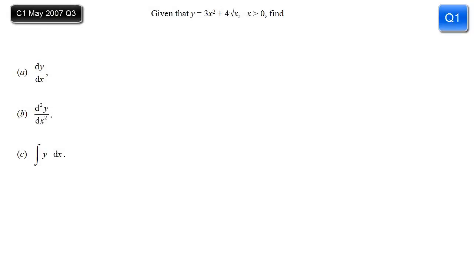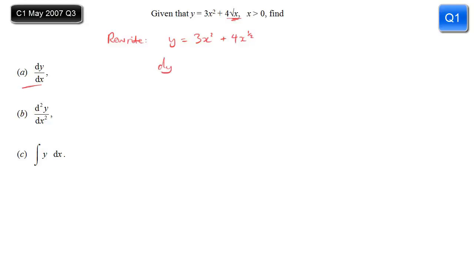Okay, so we're given y equals 3x squared plus 4 root x, and we have to do some calculus, differentiating and integrating. The only issue is that we've got root x, which we can't integrate or differentiate like that, so we need to rewrite it as a power of x before we can get going. So y equals 3x squared, and we just replace root x with x to the power of 1/2. So now I can get on and do some calculus.